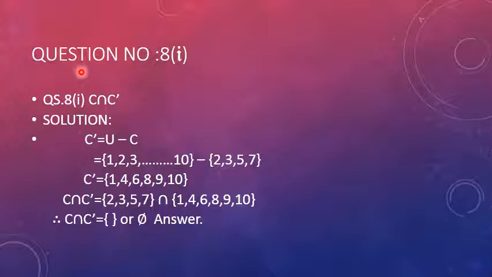In this question number 8i, the question is C intersection C complement. First, after solution, we have to first find C complement. We have got the set C, but we have to find C complement first by the formula U minus C. In the second step, I have written all elements of universal set, that is 1, 2, 3 till 10, and elements of set C, 2, 3, 5 and 7. After deducting 2, 3, 5, 7 from the universal set, the answer of C complement is 1, 4, 6, 8, 9 and 10.